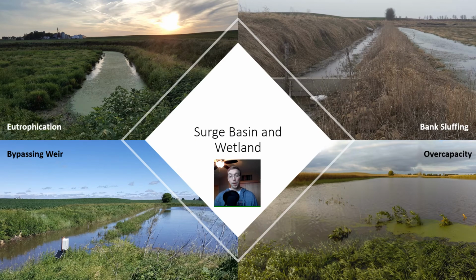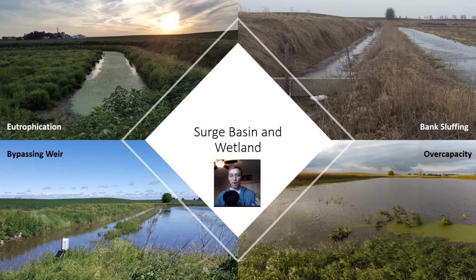And then the surge basin and wetland had a slew of issues. Remember that eutrophication word? Well, you can see an algae bloom in the top left picture. You can see bank sloughing. So basically the banks were eroding and slumping down in that top right one. We completely bypassed. There was another weir here that you can see in that top right image that was there to divert water into the surge pond, and that was just washed over if the stage rose enough. And at one point we were completely over capacity. You can see that on the bottom right image.